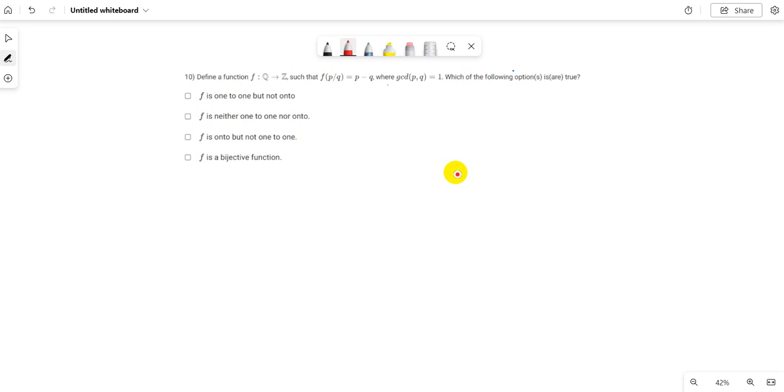So which of the following are true? f is 1-1 but not onto. f is neither 1-1 nor onto. So we have to check the property of 1-1 and onto.